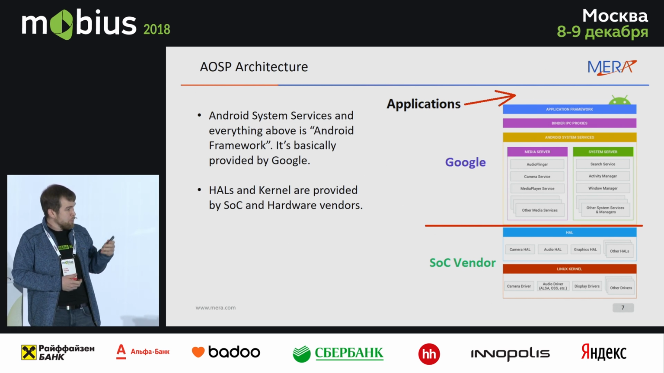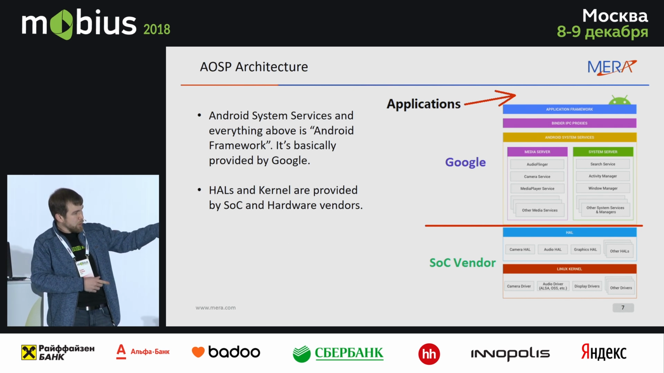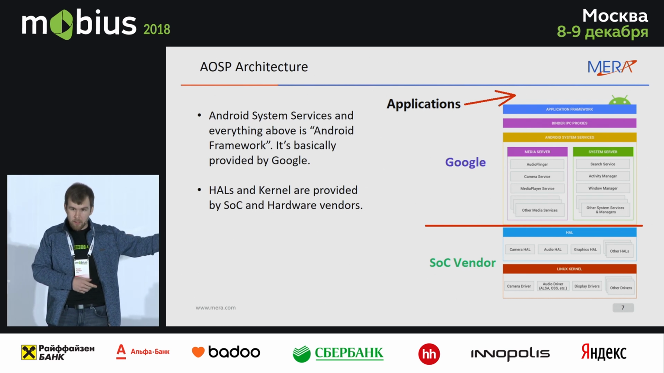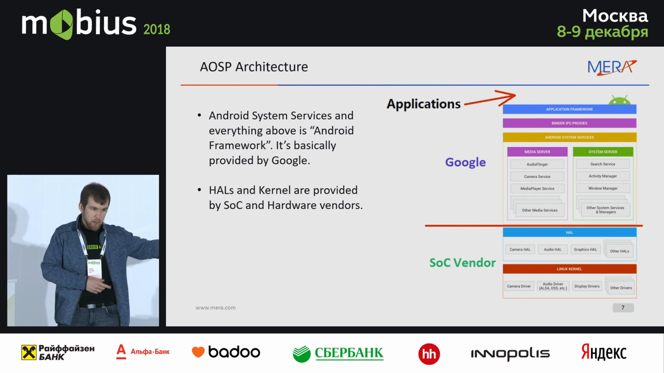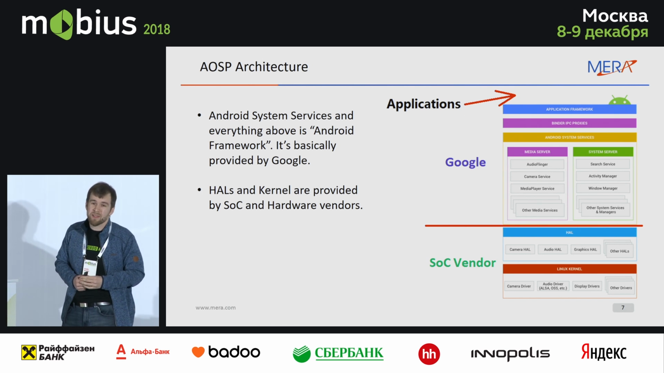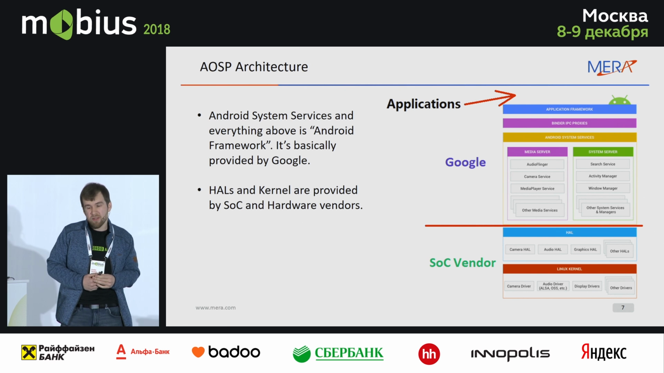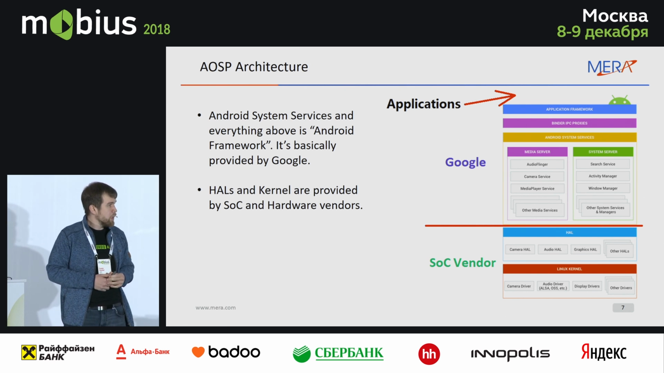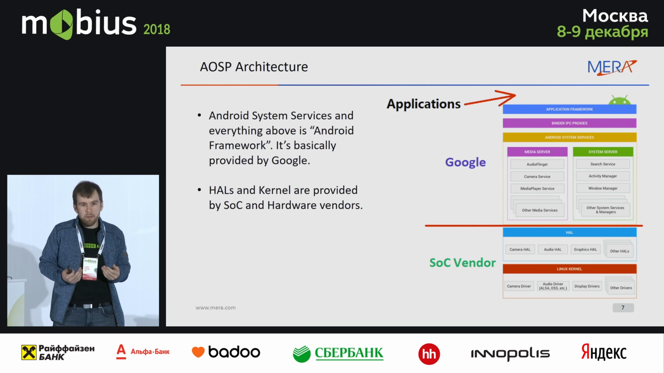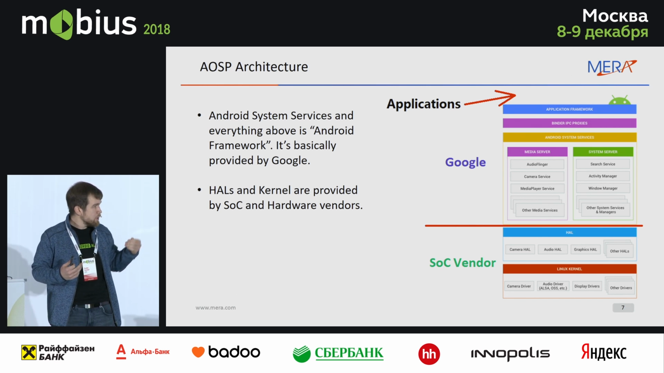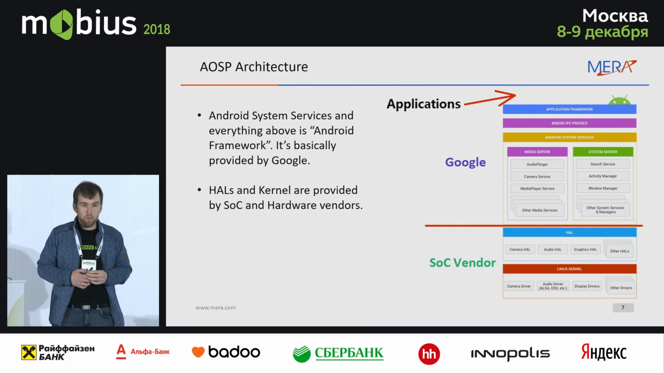But an important part for us lies in between the Linux kernel and system services. That's HALs, the hardware abstraction layer. So this is a layer of libraries which connects different drivers implemented by different chip vendors, different manufacturers, and they basically implement the API which Google specified for system services to work on top of.